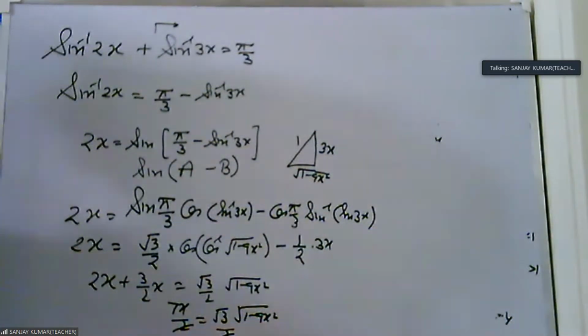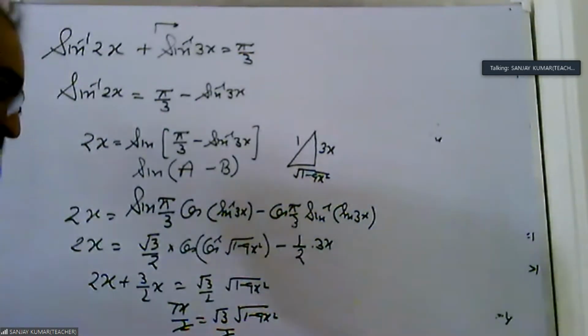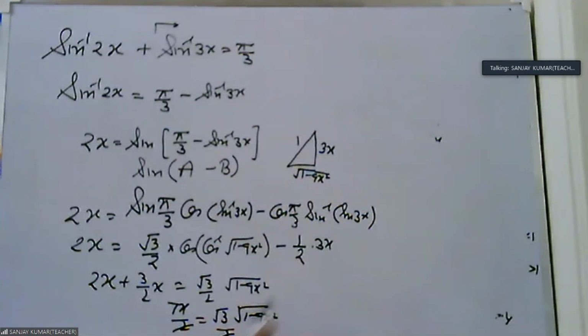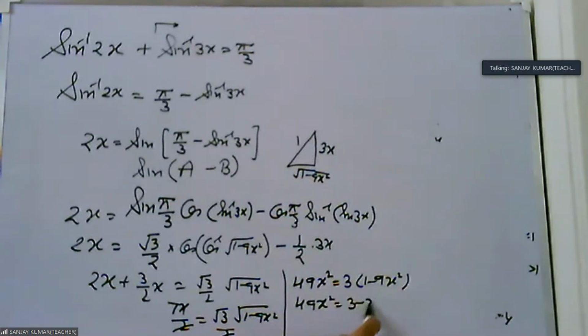Now squaring both the sides. Then what do we get on squaring both the sides? That is 49x square equals 3 into 1 minus 9x square. So this is 49x square is equal to 3 minus 27x square. Now this x square goes to this side. 49 plus 27 is 76. That is x square equals to 3 by 76. Then we get the values of x. We have got the values of x.